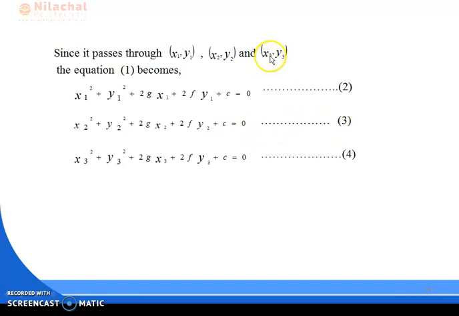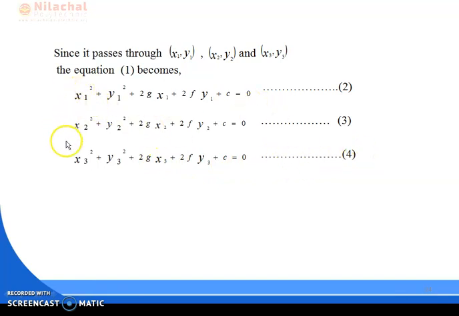Then the last point is x3, y3. This point also satisfies equation number 1. Instead of x, we put x3, and instead of y, we put y3. So what do we get now? x3 whole square plus y3 whole square plus 2gx3 plus 2fy3 plus c equals 0. This is equation number 4.